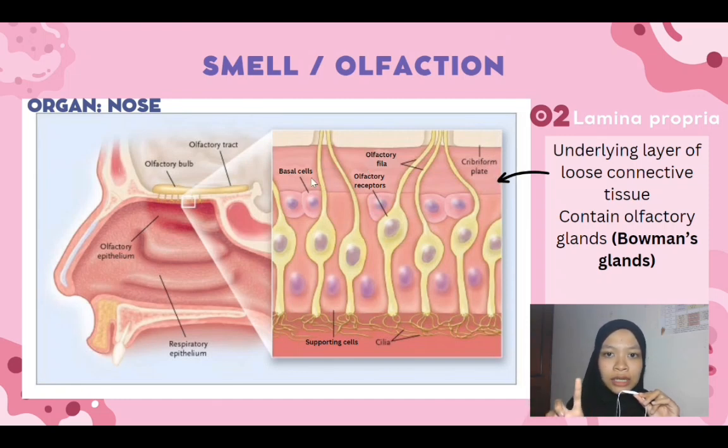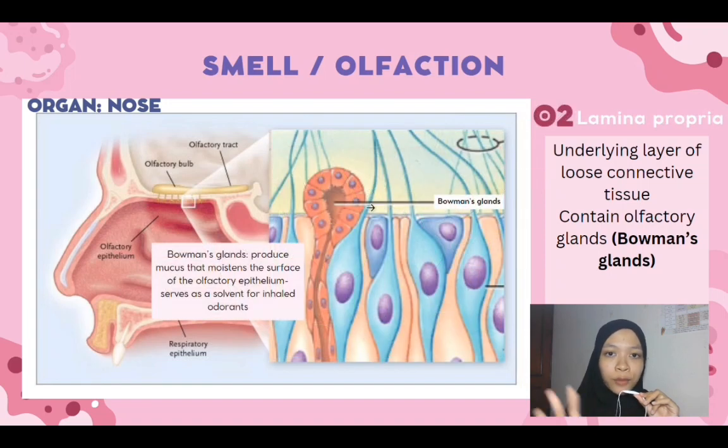It is an underlying layer of loose connective tissue containing olfactory glands, which are called Bowman's glands. These glands produce mucus that moistens the surface of the olfactory epithelium and serves as a solvent for inhaled odorants.